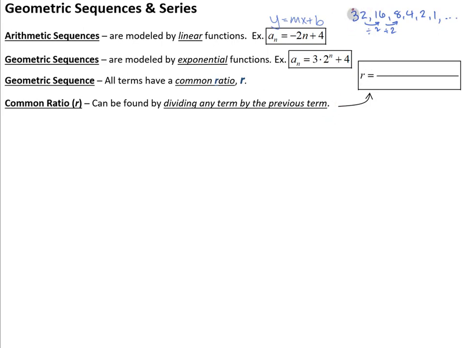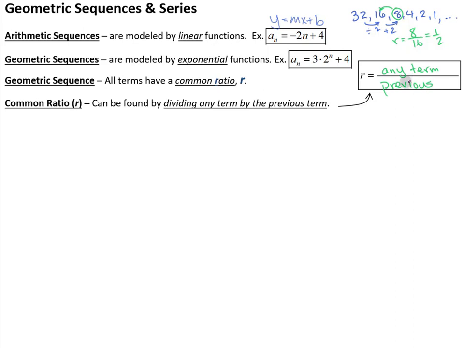So obviously don't use the first one because there's no previous term. But take any term, divide it by the previous one. So if you do that, 8 divided by 16 reduces to 1/2. They are multiplying by 1/2, right? Which is cutting our value in half every time we go to the right. So we'd say r is 1/2. Okay, so r is equal to any term divided by the previous term.